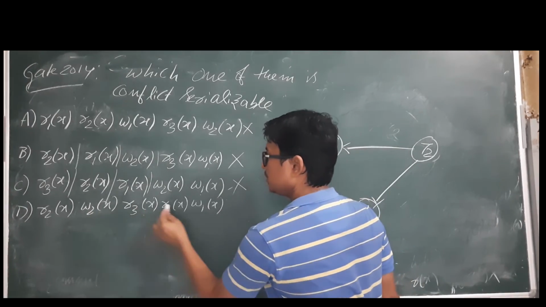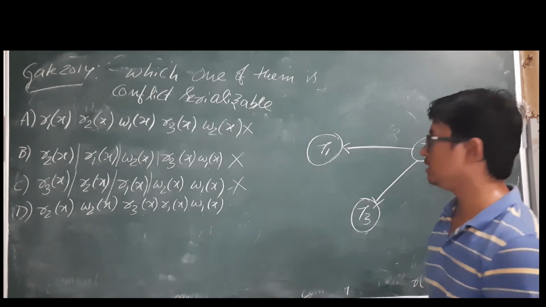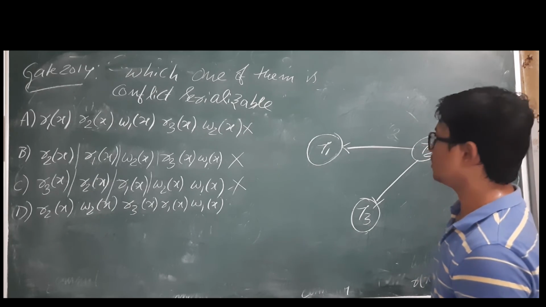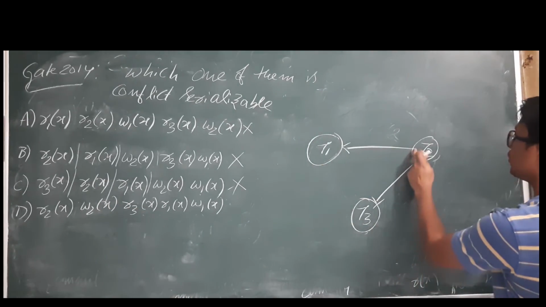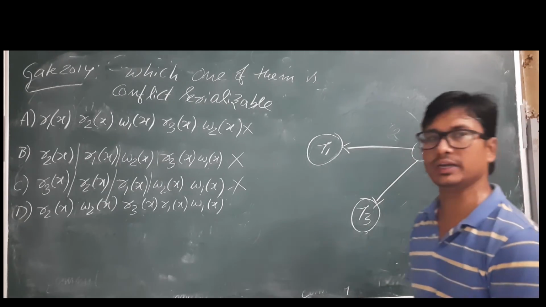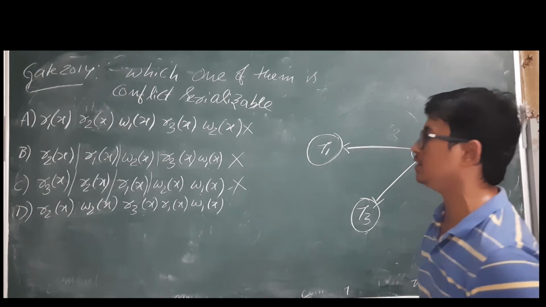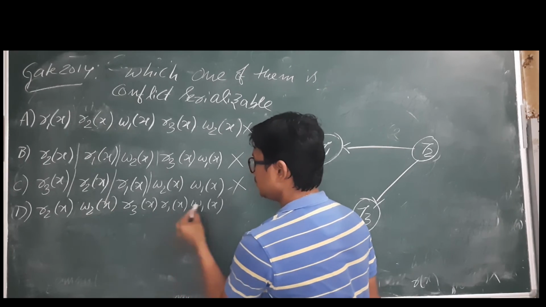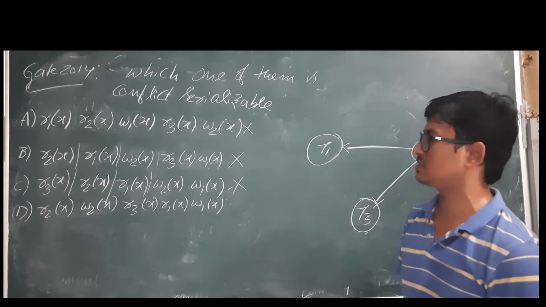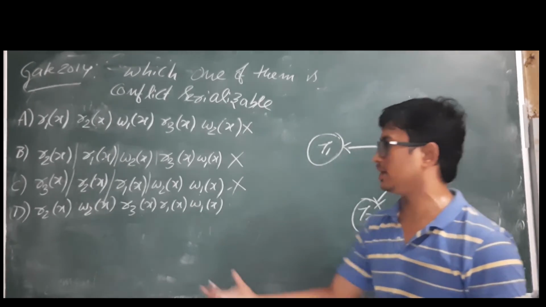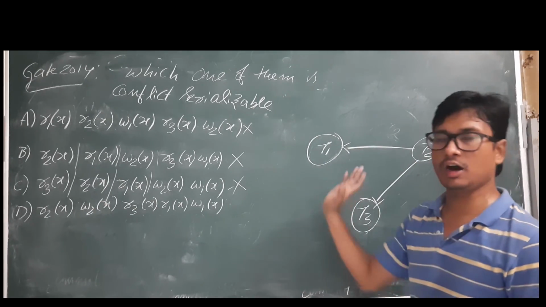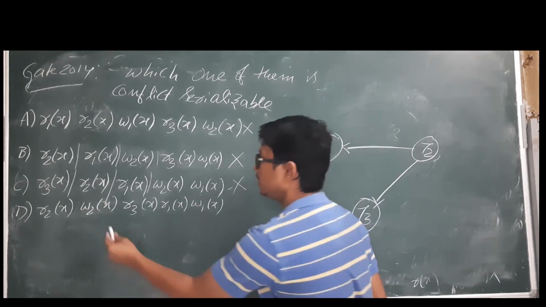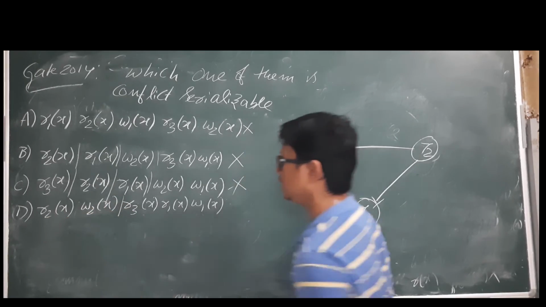Okay, now W2 and R1 of X, it is a conflict operation. So we have to draw an edge from transaction 2 to transaction 1. Already there is an edge, so we need not draw again. Now W2 of X and W1 of X, again it is also a conflict. So there should be an edge from transaction 2 to transaction 1. Already we have an edge, so we need not draw again. So up to here it is finished.